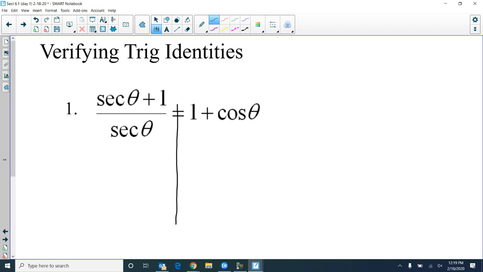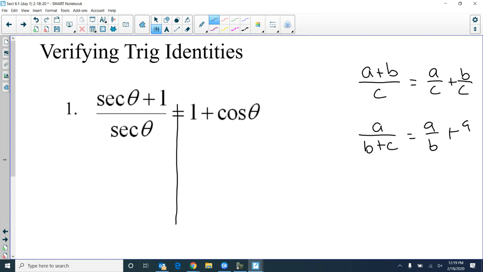Now, let me go through one thing dealing with fractions. If I have a plus b over c, can I write that as a over c plus b over c? Is that mathematically legal? Yeah, you got that denominator, you can split it up. Can I take a over b plus c and write that as a over b plus a over c? Can you do that? No. Can't.